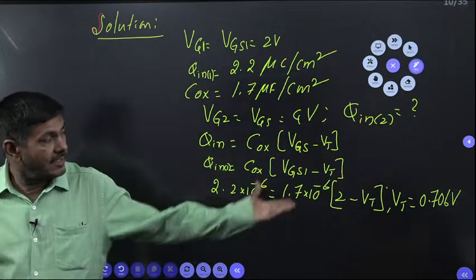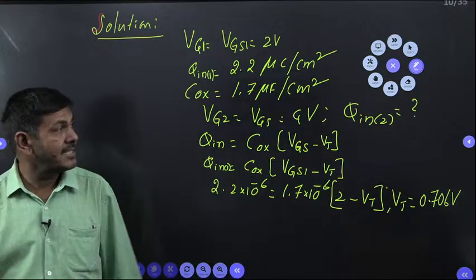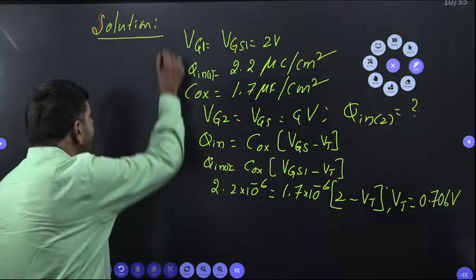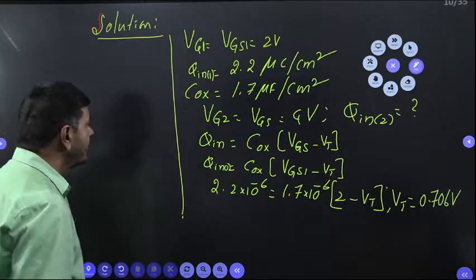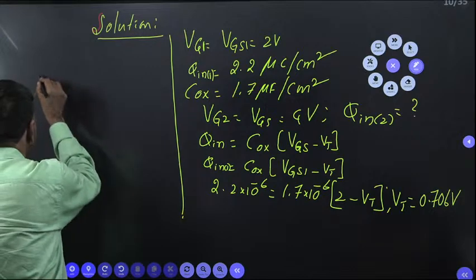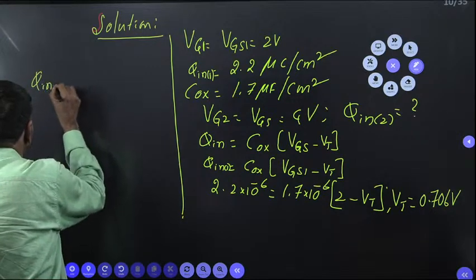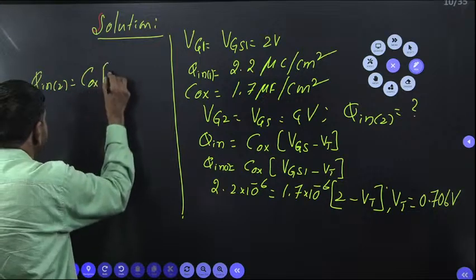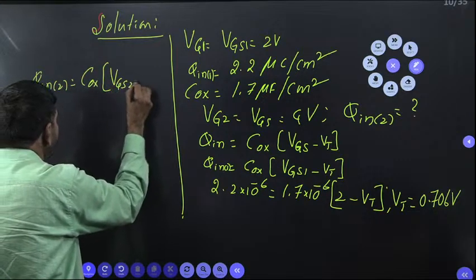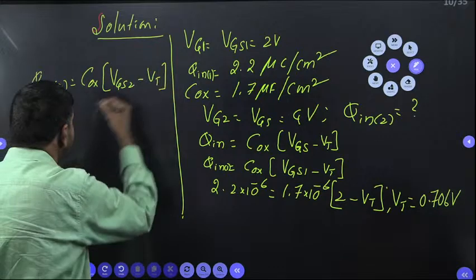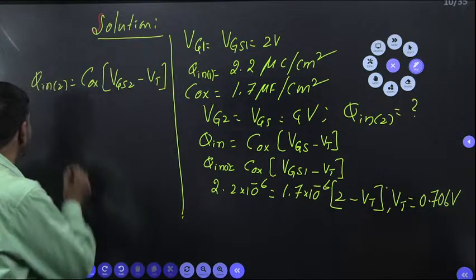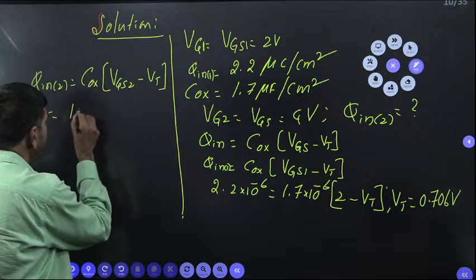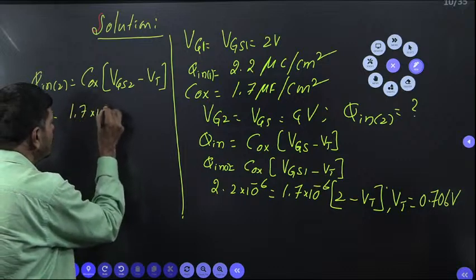But once you got that threshold voltage, now it is very simple to determine Q in 2 here. How can I determine it? Q in 2 I can get from COX, which will not be changing, and VGS2 minus VT, which will be constant here also. That same threshold voltage VT will be maintained. As COX is the same, I can use 1.7 into 10 power minus 6.